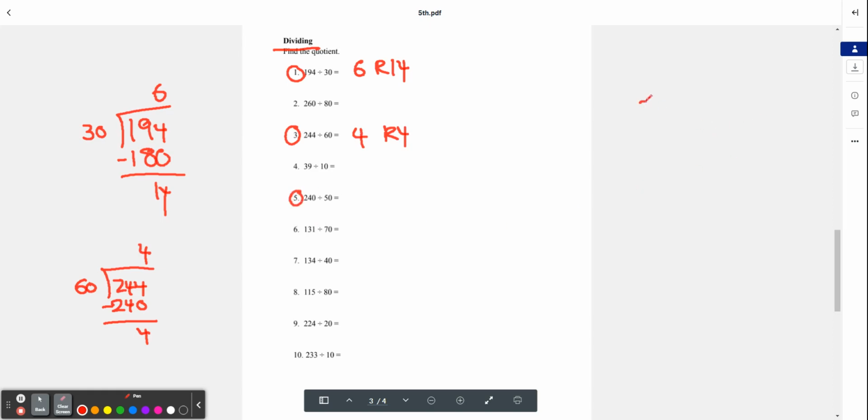5. 240 divided by 50. 50 doesn't fit into 2. 50 doesn't fit into 24, but it fits into 240 4 times, because 50 times 4 is 200. And when we subtract, we get 40 as a remainder. So the answer is 4, remainder 40.